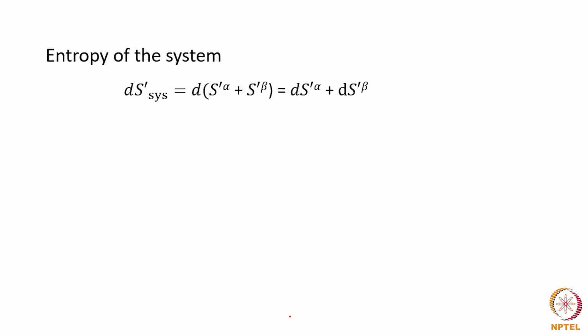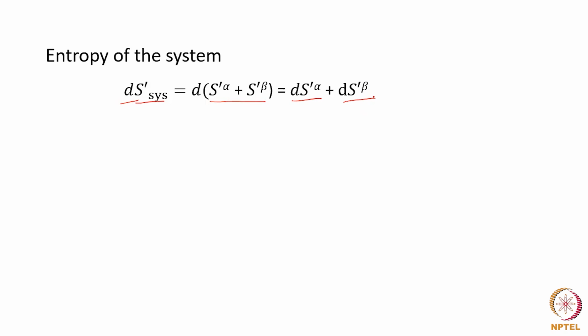We can write the entropy of the system, which is the extensive quantity with a prime on it, S prime, and we can see that it can be written as a sum of the entropies of the regions alpha and beta. Therefore any change in the entropy of the system can be seen as the sum of the changes of the entropies in the alpha and beta regions respectively.